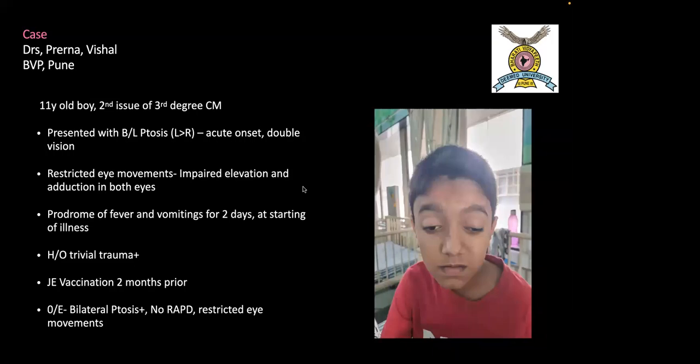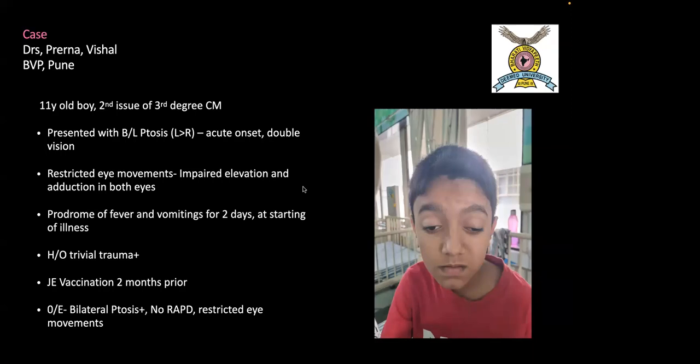All right, Vishal. Yes. Nagesh is an 11-year-old boy, second issue of a third-degree consanguineous marriage. He presented to us with complaints of ptosis in the bilateral eyes, left more than right, which was acute in onset. He also had double vision with restricted eye movements. He had impaired elevation and adduction in both the eyes. There was a prodrome of fever and vomiting for the initial 2 days of the illness. There was a history of trivial trauma and JE vaccination 2 months prior to this illness.